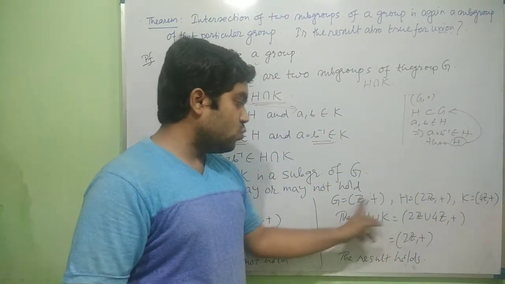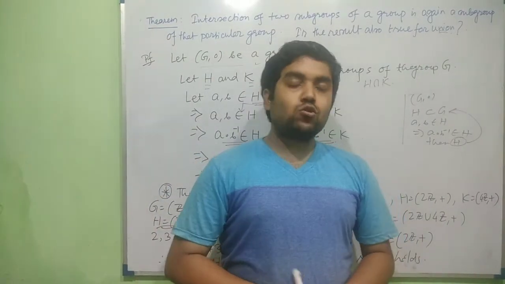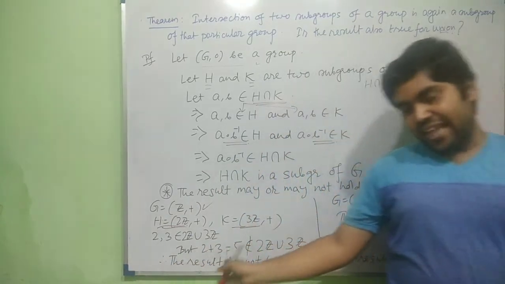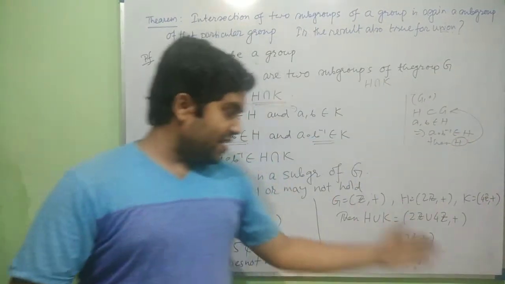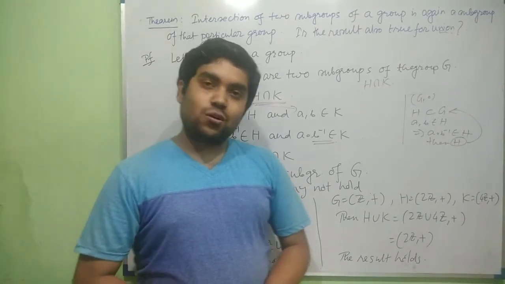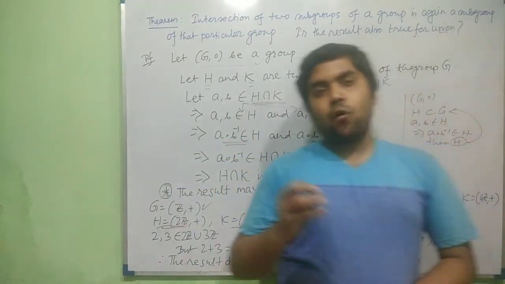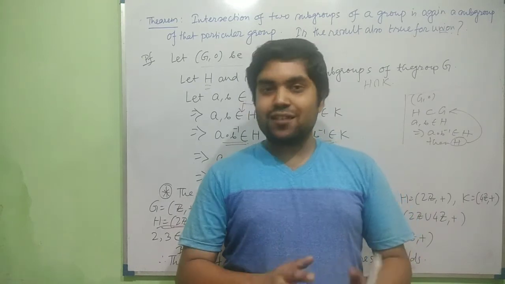Hence here H union K is a subgroup of the group G. So we are going through two examples where in one particular example we have seen that H union K is not a subgroup, but in another example we have seen that H union K is a group. Now the question arises easily: for which condition does the union of two subgroups become a group?